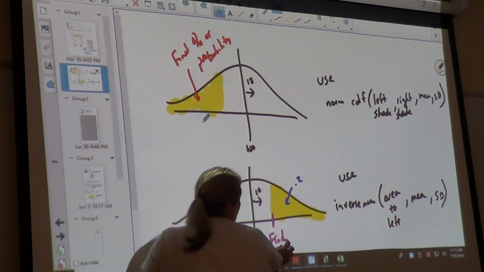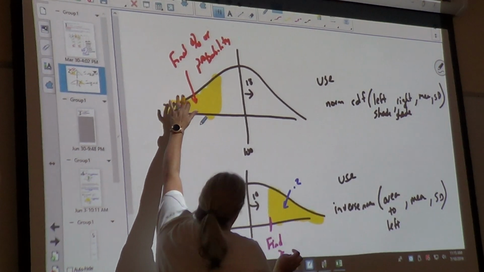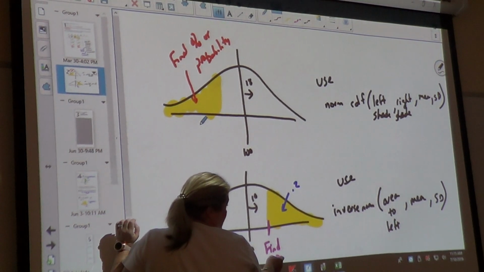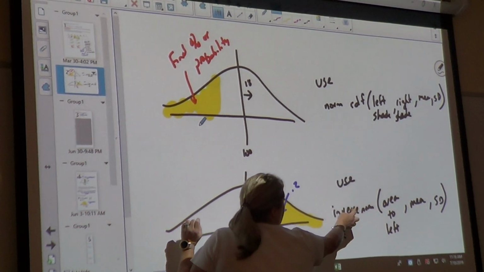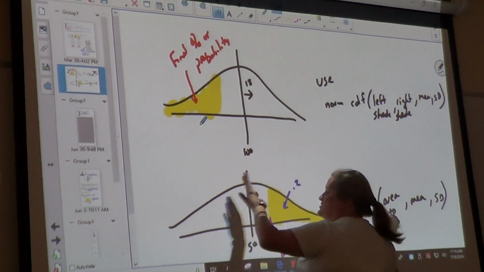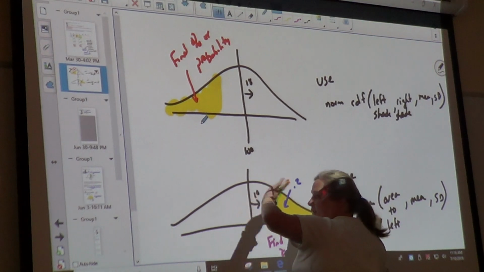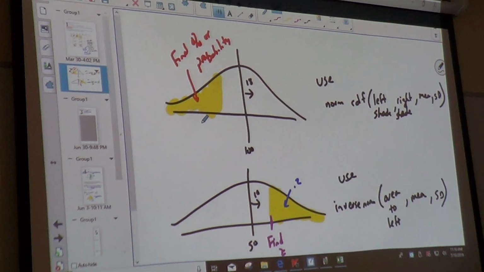If I told you to find the z, so either we were finding the probability or we were finding the z. If I told you to find the z, you were going to use inverse norm. And for inverse norm, you always do the area to the left, just like Beyonce, to the left, to the left. So area to the left means standard deviation.